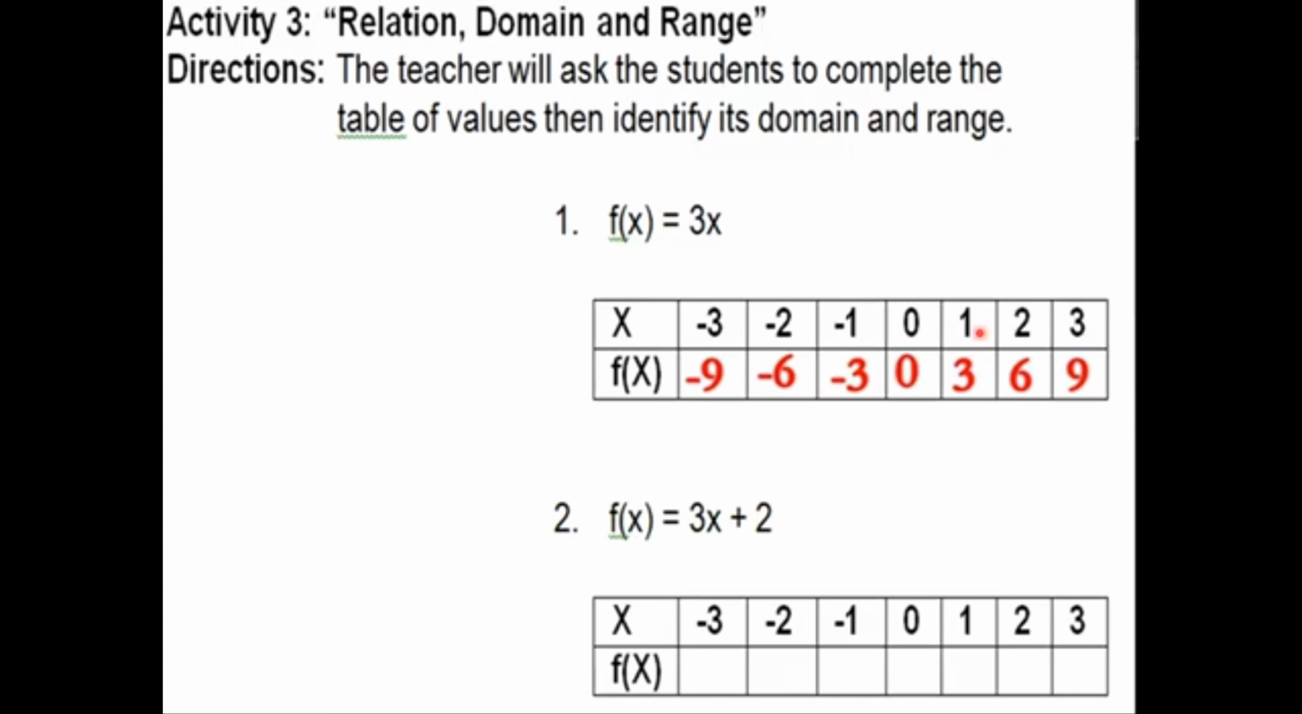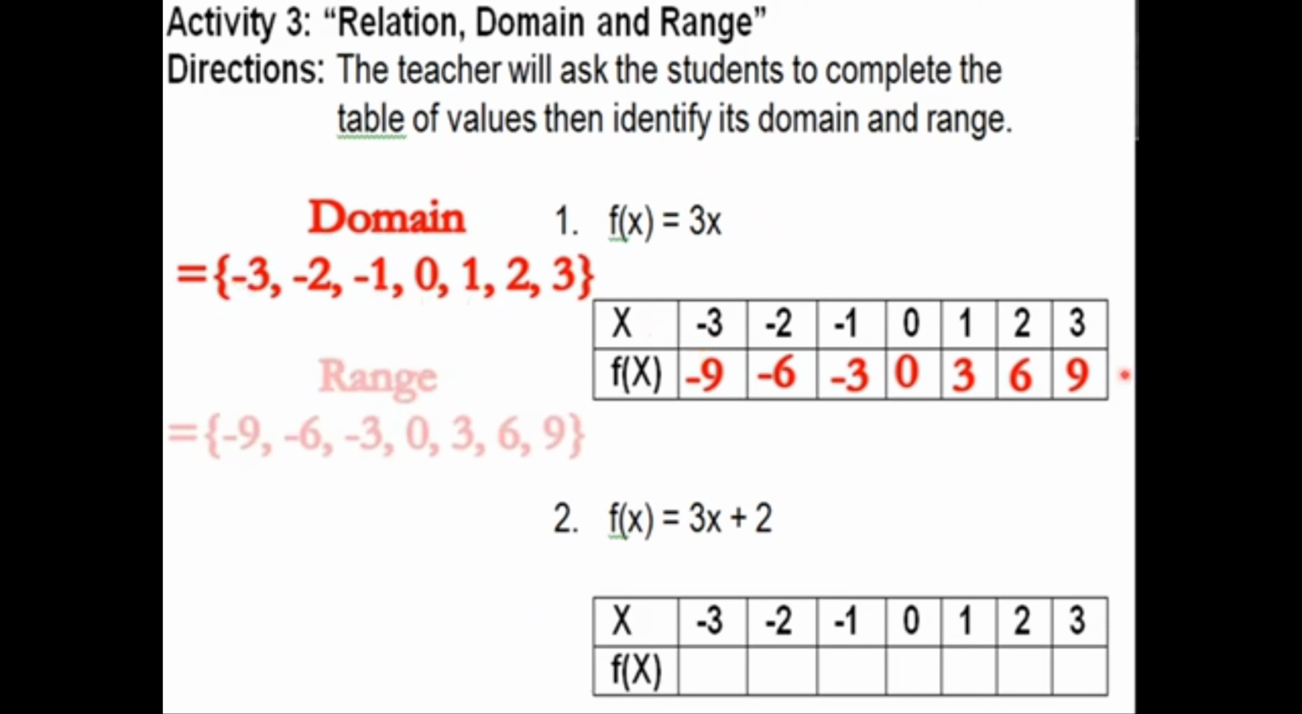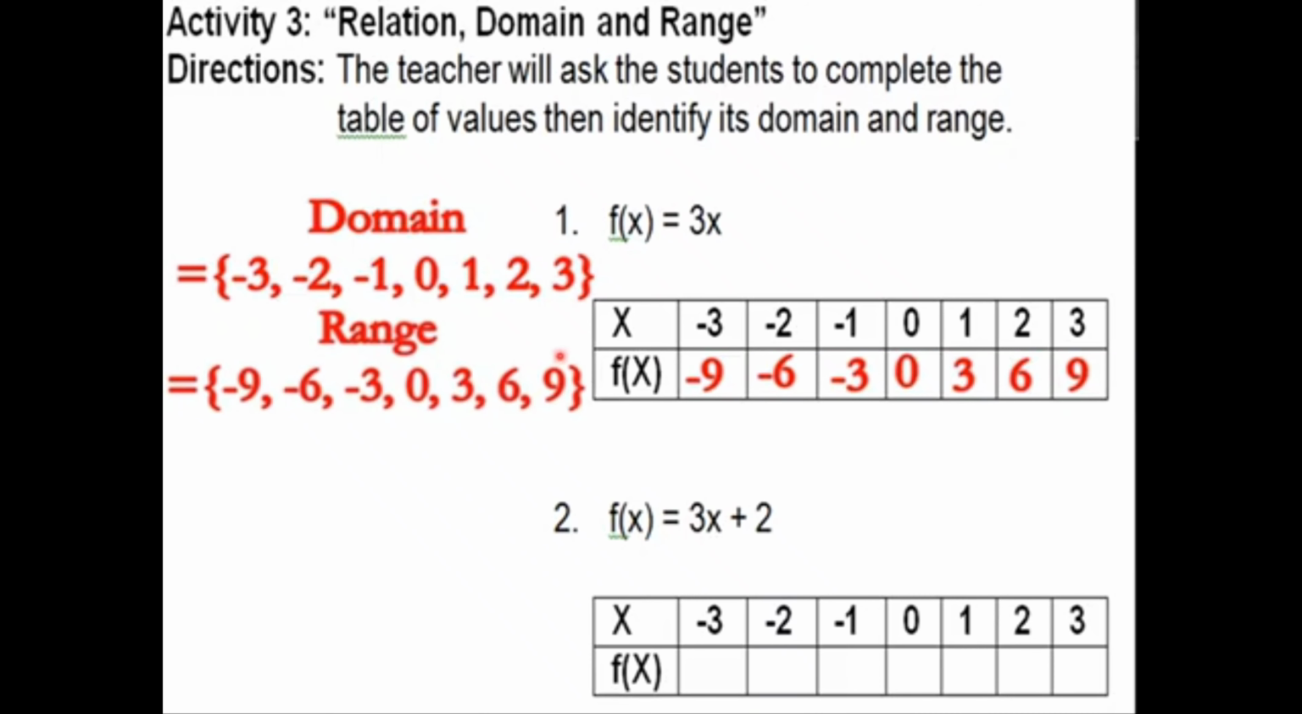So let us identify the domain and range. The domain are the set of all values of x. So we have negative 3, negative 2, negative 1, and so on. And then for the range, we have negative 9, negative 6, negative 3, 0, 3, 6, and 9.